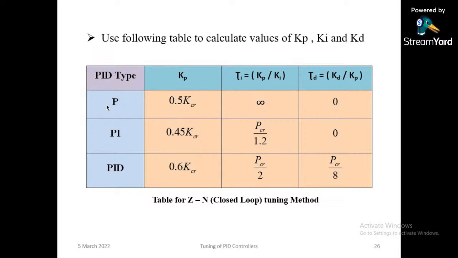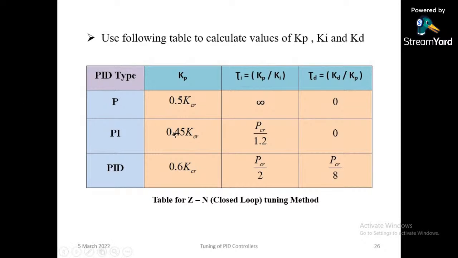Value of Kd is 0. Correct? Just put it here in the equation for tau I. Ki equal to 0, put it. What will be the value of tau I? Infinite. Right? Now put Kd equal to 0 in the tau D equation. Tau D will be 0. Remember, tau I and Ki are inversely proportional, and tau D and Kd are directly proportional. हे थोडं लक्षात ठेवा. Okay.